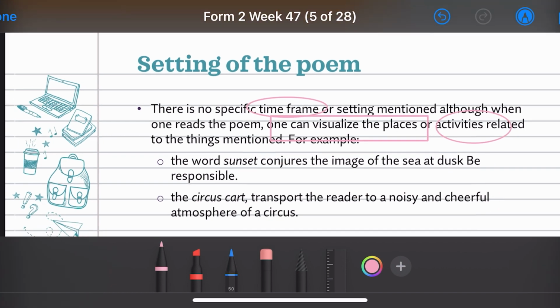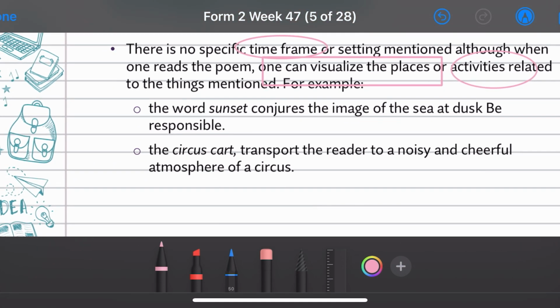Alright, for example, the word sunset conjures the image of the sea at dusk.